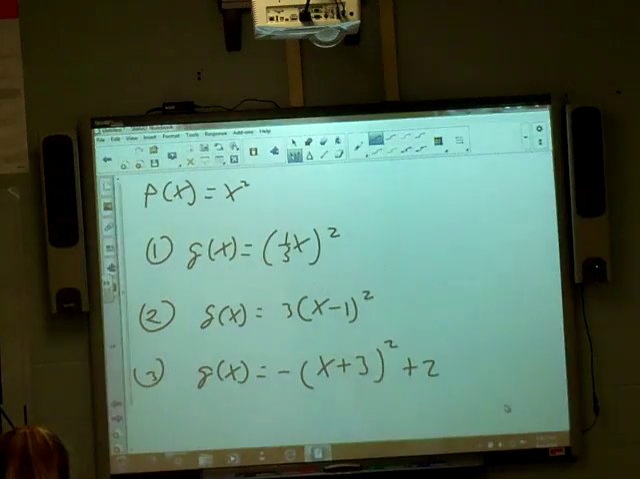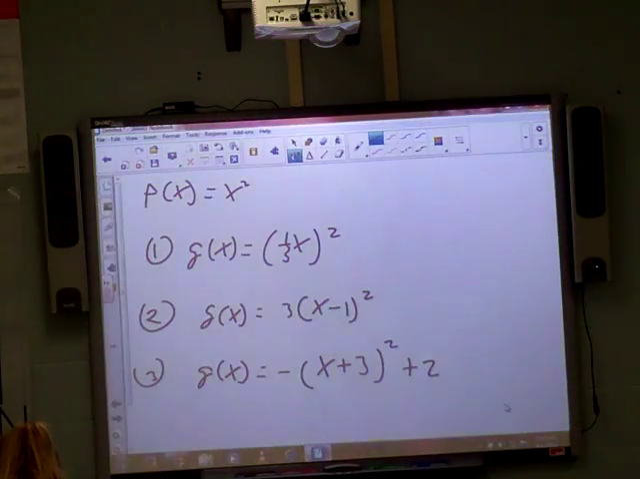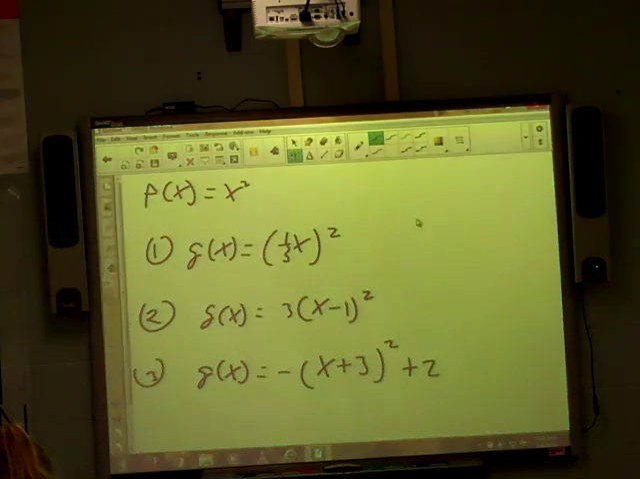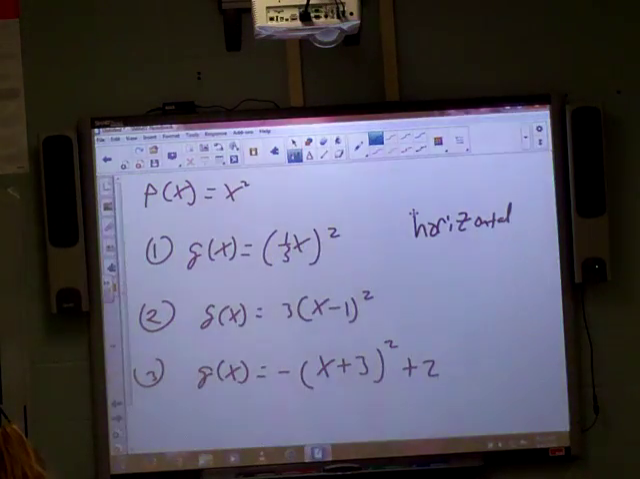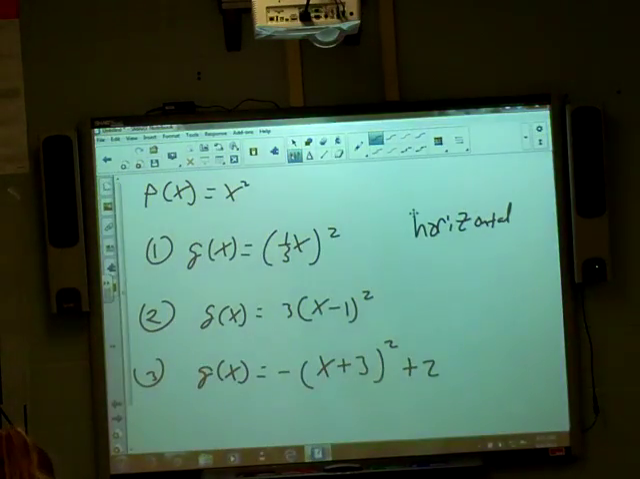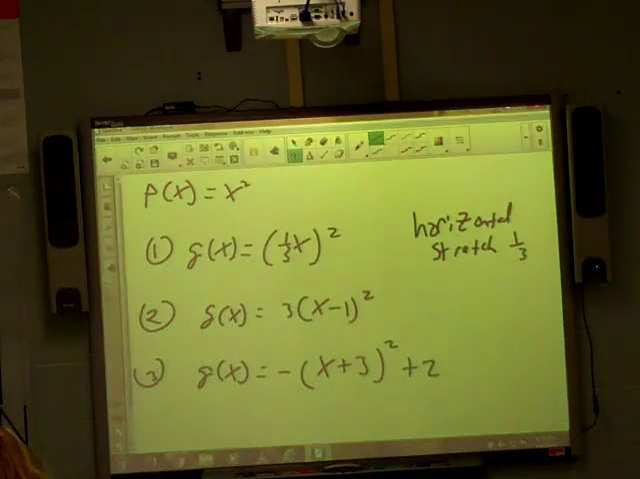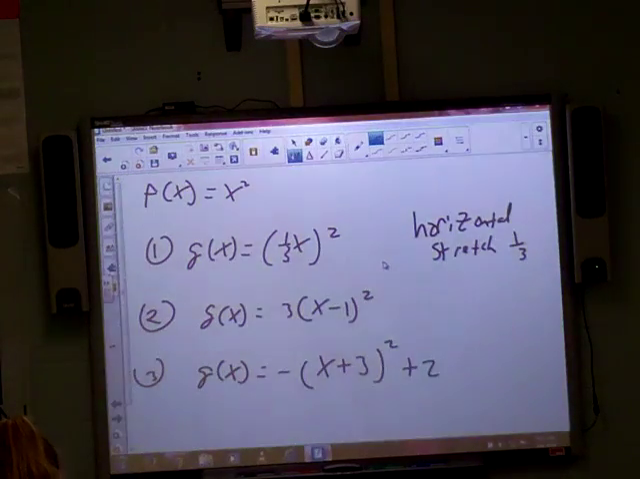Some of you are good, so let's go ahead and look through them and see how we did here. On the first one, 1/3 x squared, that 1/3 is in the parentheses with the x. So I have an a that is in the parentheses with the x. So I need to be looking in the horizontal shrink and stretch side, right? Everybody okay on that? So this is going to be a horizontal something. Now, my 1/3, is that greater than 1? No, so I'm between 0 and 1, which says it is a stretch. So this one would have a horizontal stretch of 1/3. And that's it. There's nothing else being added or subtracted anywhere. So that's all that one does, it horizontally stretches it 1/3.